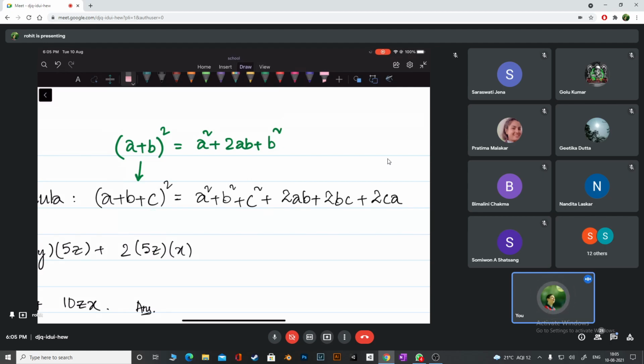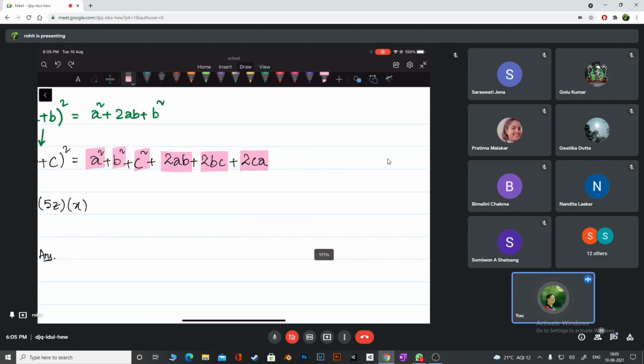The formula is not very difficult. It is simple. We can expand it, and it looks like this: A square plus B square plus C square plus twice AB plus twice BC plus twice CA. So we are going to practice it. I'll show you why it is coming like that, and then I think it will be clear.